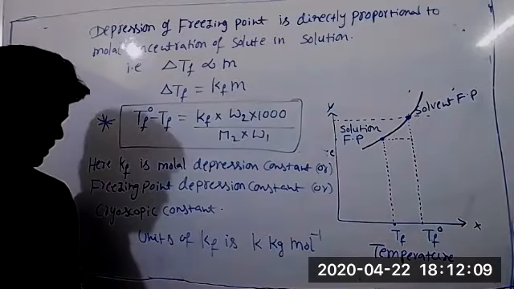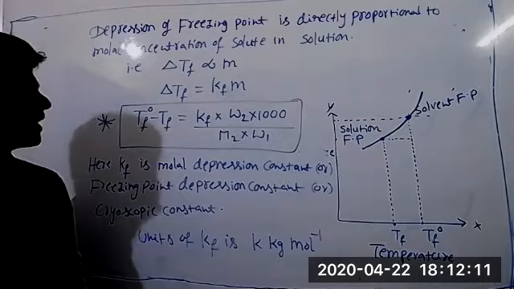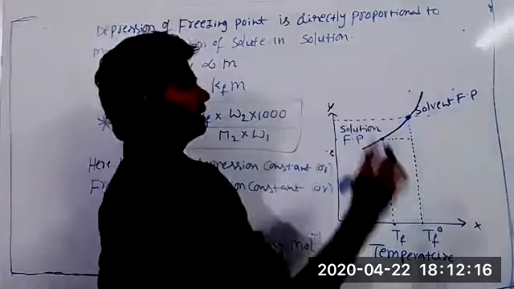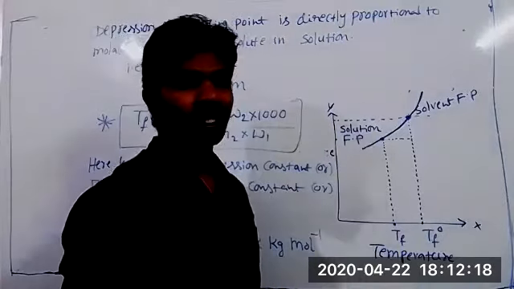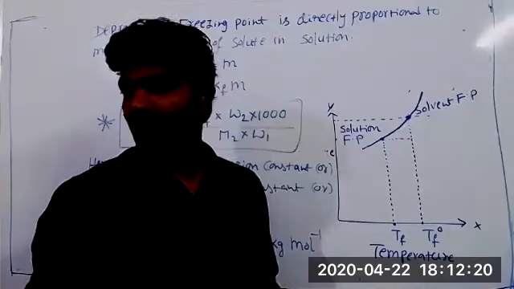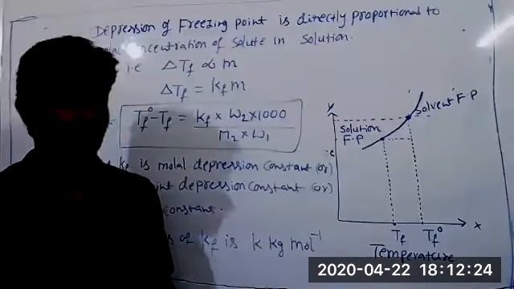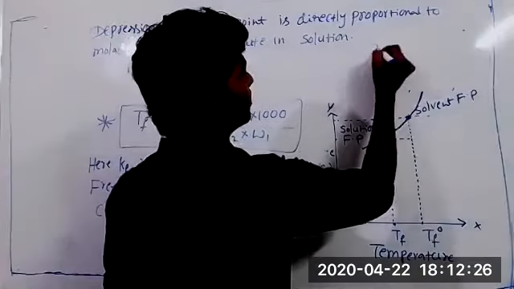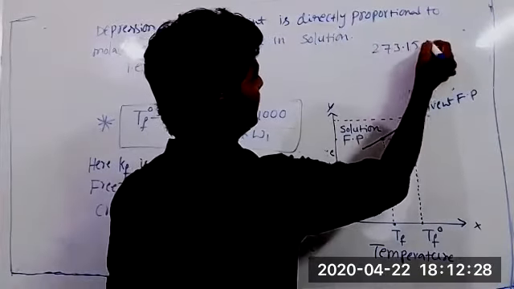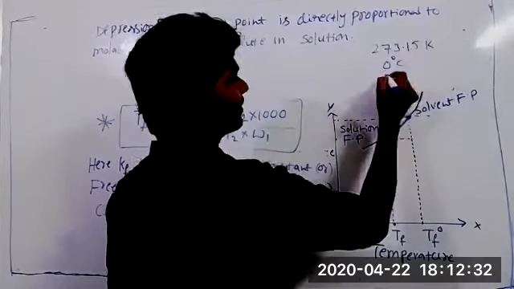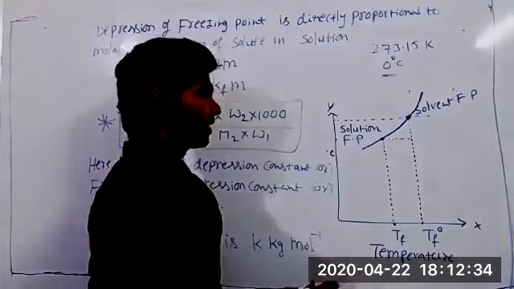Now see the practical understanding of depression of freezing point. Generally, what is the freezing point of water? The freezing point of water is 0 degrees Celsius, 273.15 Kelvin, or simply 0 degree centigrade. This is the freezing point of water.